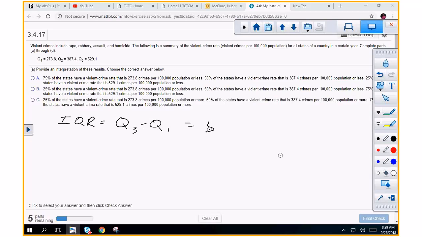529.1 minus 273.8. Okay, now what? Go ahead and somebody give me that number. 255.3. I heard 255.3. All right, circle that because you're going to plug that into your interquartile range.